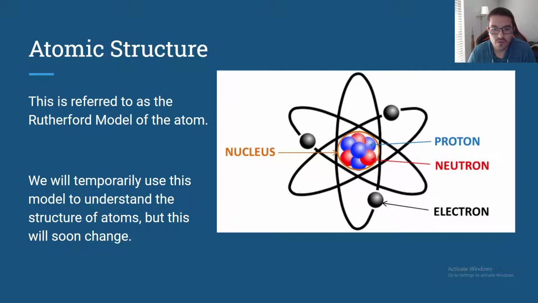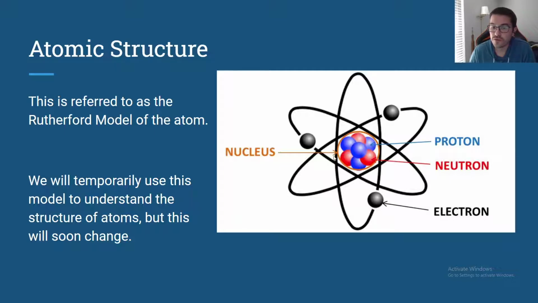This right here is referred to as the Rutherford model of an atom. We are only going to be using this model temporarily to understand the structure of atoms, and this is going to soon change. But what this model shows us is that atoms are essentially made of three things: protons and neutrons in the center of each atom, and then electrons not in the center of each atom. We're definitely going to learn a lot more about where electrons are and their properties at a later date.